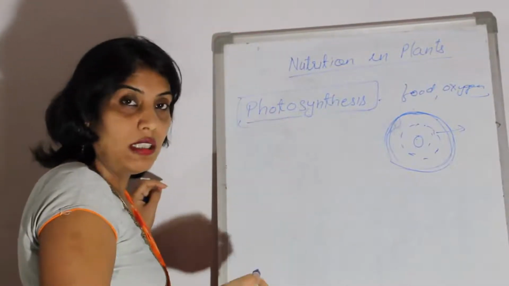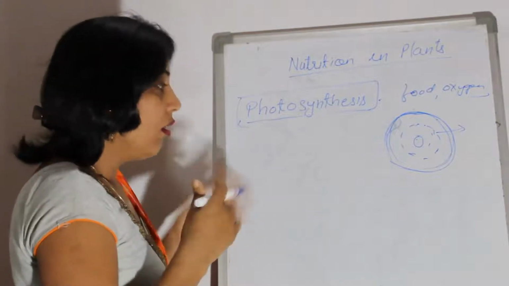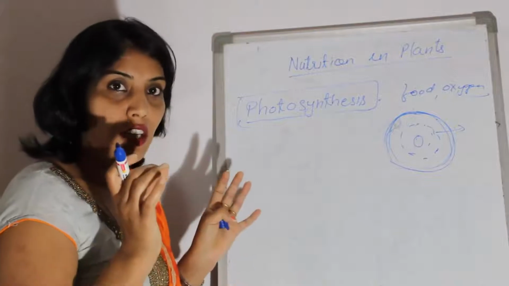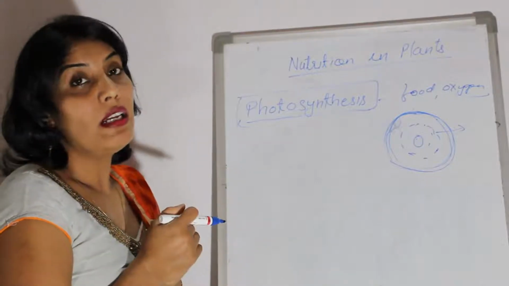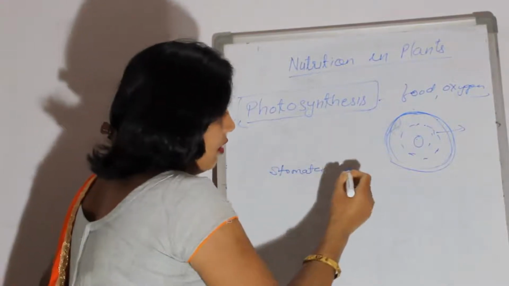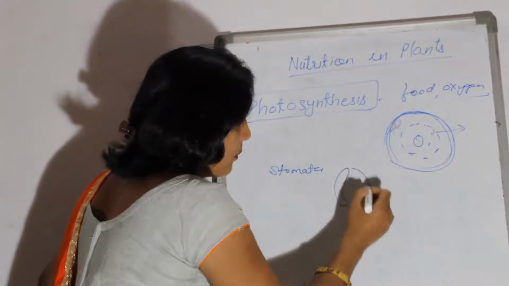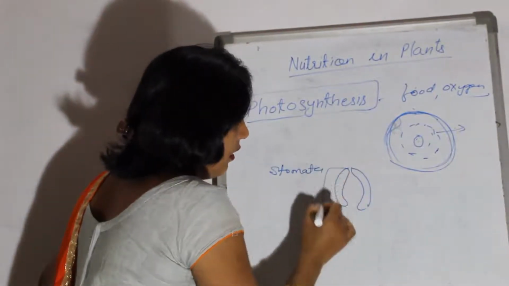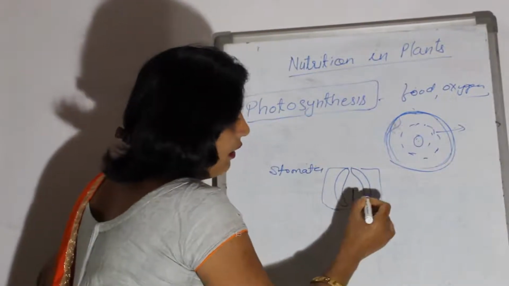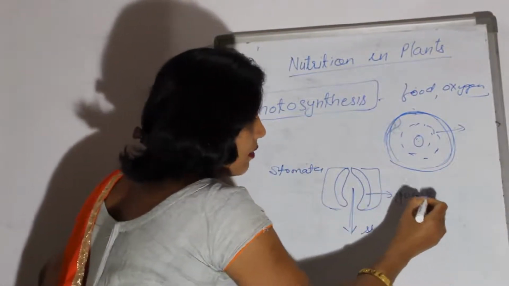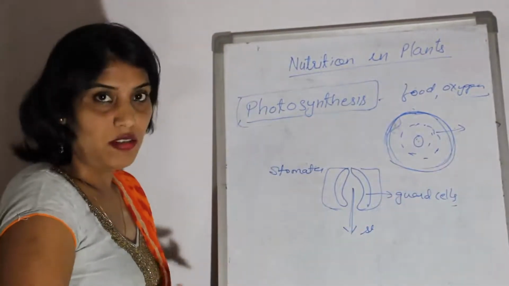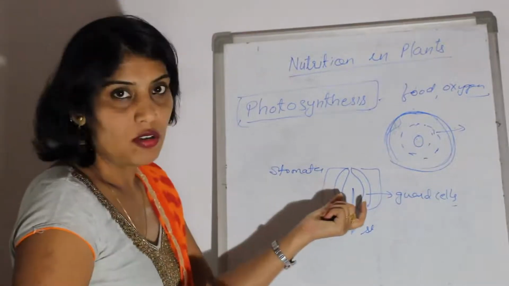This process of photosynthesis takes place in leaves. On the upper surface of the leaf and the lower surface there are tiny pores which are guarded by guard cells, and these tiny pores are called stomata. Its structure is somewhat like this, and these are guard cells. These are pores called stomata and these are called guard cells. So these help in the exchange of gas and also the process of transpiration.